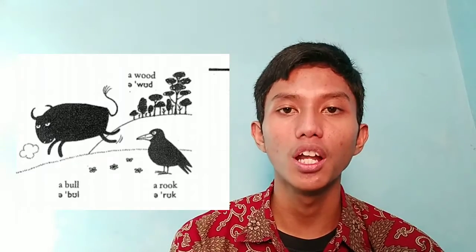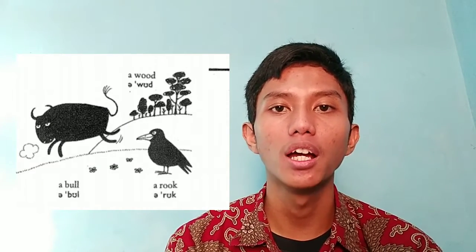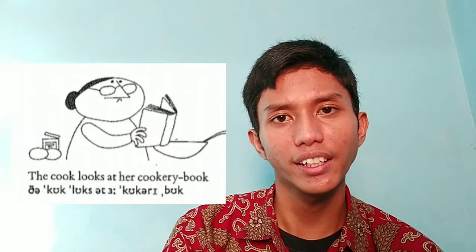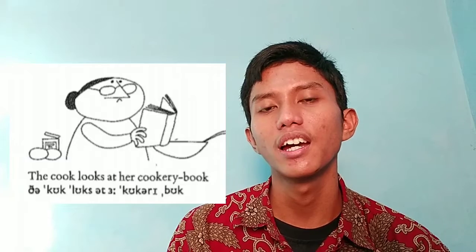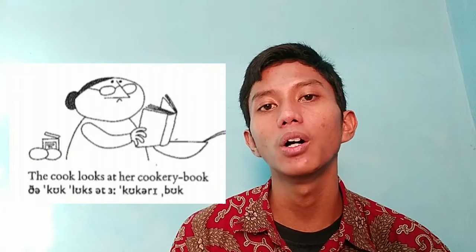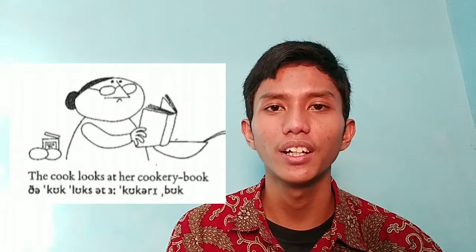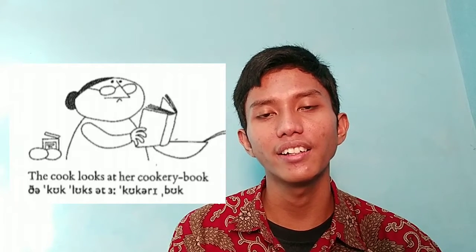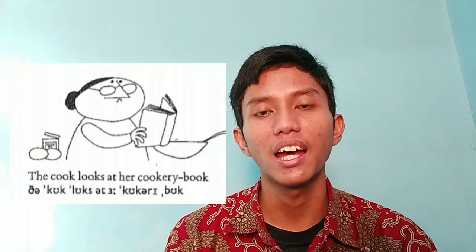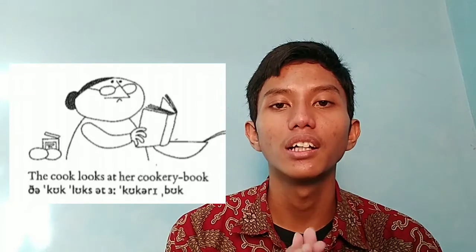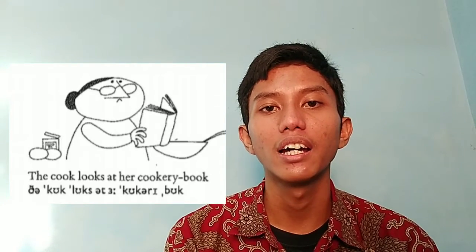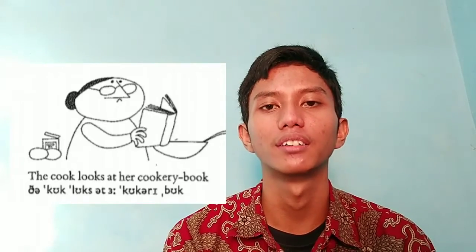Beside it, there are bull and a rook. And then the next picture, there is a sentence. In this picture is actually how to pronounce double O. So if we find there is a double O in the middle of a word, we can say it with a long U. For example, the cook looks at her cookery book. She puts some sugar in the pudding.